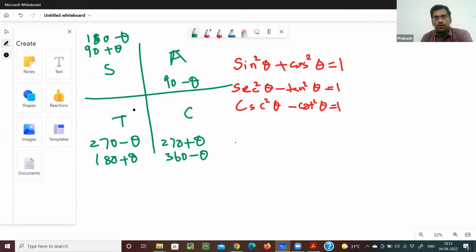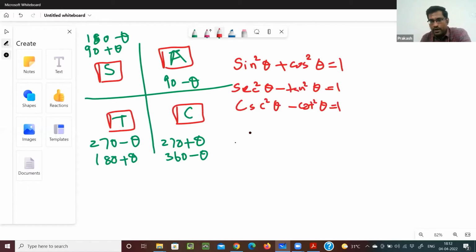So we have 4 quadrants. In the first quadrant, all the trigonometry functions are positive. In the second quadrant, only sine function and cosecant function. The third quadrant, this is tan, only tan positive. In the fourth quadrant, cosine function is positive. So this is very important. So easily you can understand. So this is a simple way, all silver tea cups. So this is the way.